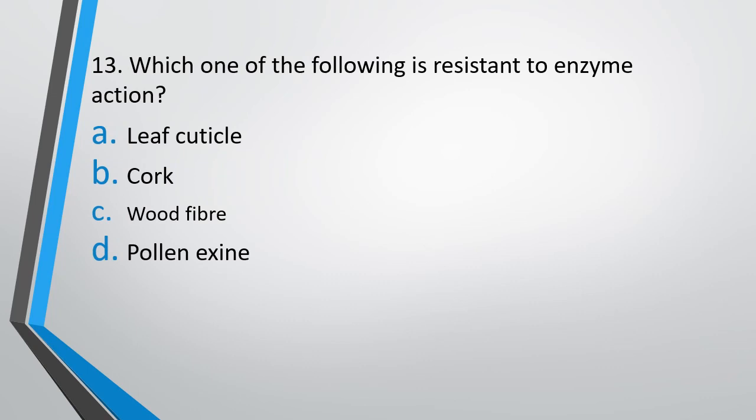Question number 13. Which one of the following is resistant to enzyme action? Leaf cuticle, cork, wood fiber, or pollen exine. The correct answer is option D, that is pollen exine.